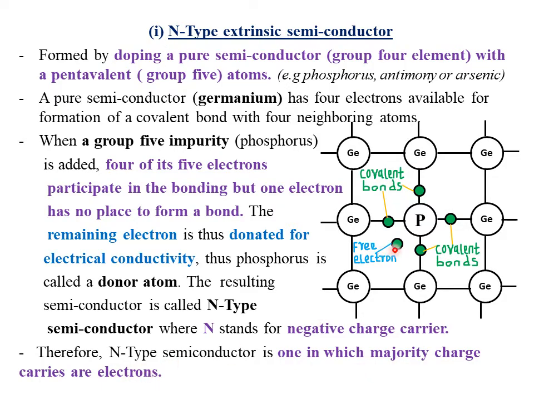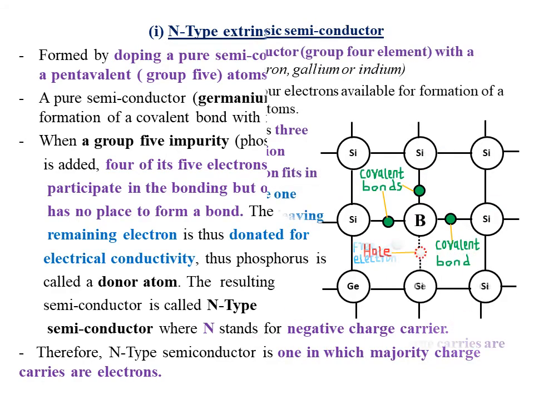You can see one electron is remaining free, and it is not involved in bond formation, and this electron is the one that is responsible for electrical conductivity, but the other four phosphorus electrons are involved in the formation of a covalent bond with germanium.